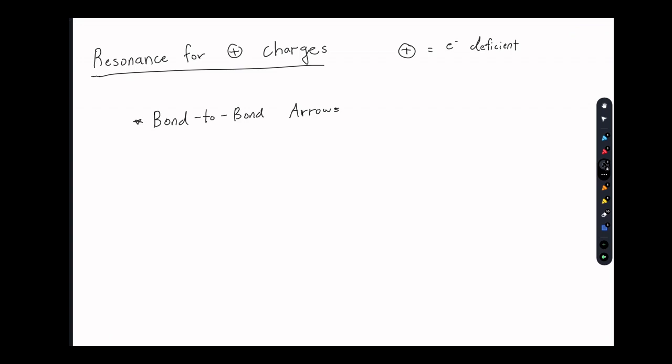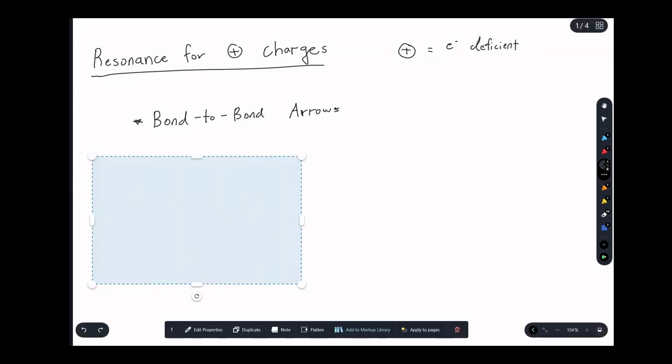Welcome to lecture 4.2, where we're focusing on resonance for positively charged molecules. Now, first things first, I want to discuss what I think of when I think of a positively charged molecule, and that is that it's a molecule with electron deficiency.